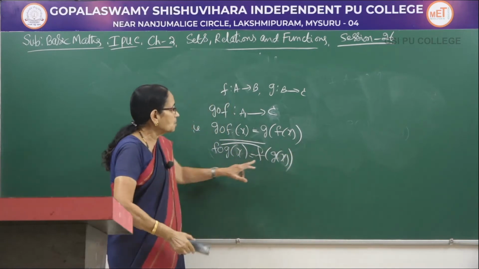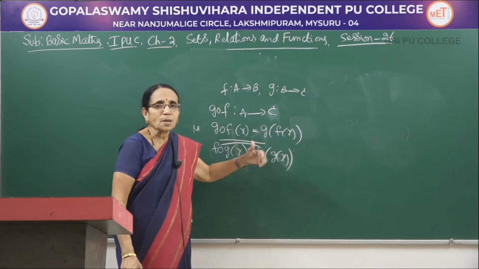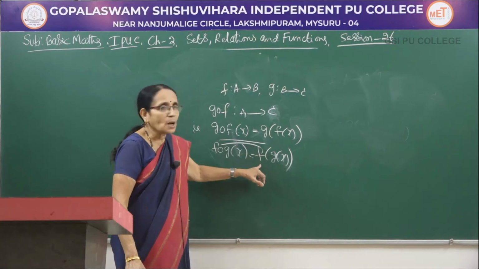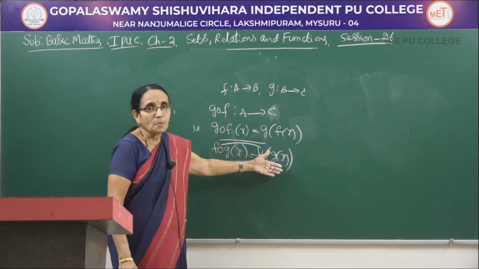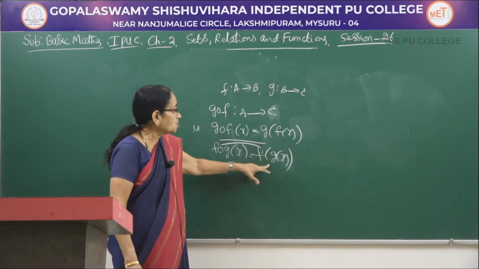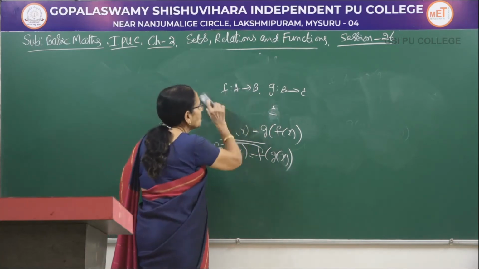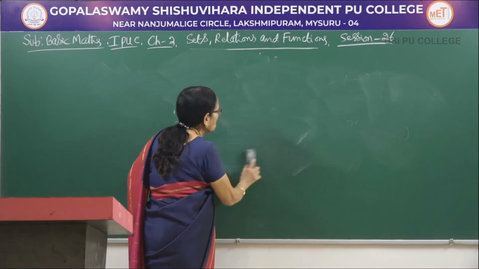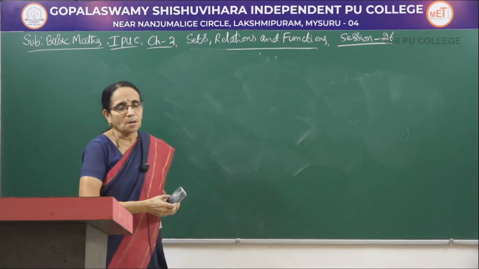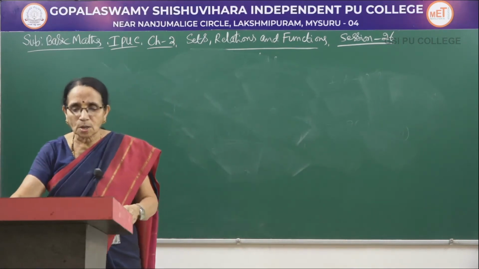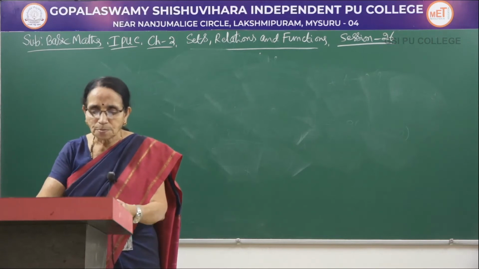That means first we operate G of x, whatever element we get on that one, we apply the function F and we will be getting some element. So these two are different, we will not be getting the same element here. On this particular topic, problems have been asked here, so let us try to work out some problems.